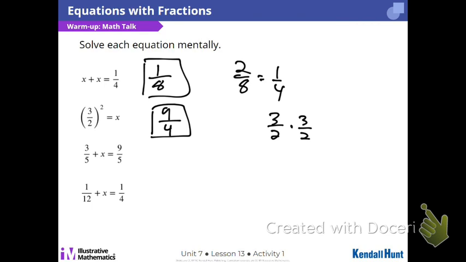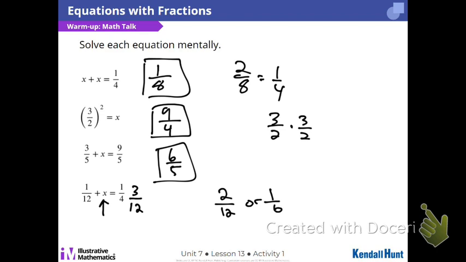All right, what would I have to add to 3/5 to get to 9/5? The answer is 6/5. And lastly, this is the one that if you had a little trouble, what I suggest is thinking of 1/4 as 3/12, and then you can see that this would have to be 2/12 or 1/6. Either way is good there. All right, you need that common denominator to add or subtract. Feel free to pause here if anybody needs it.